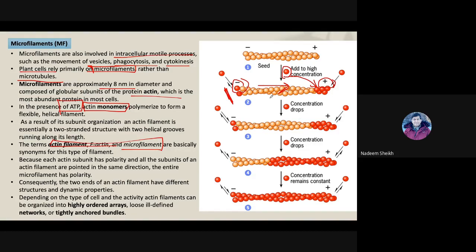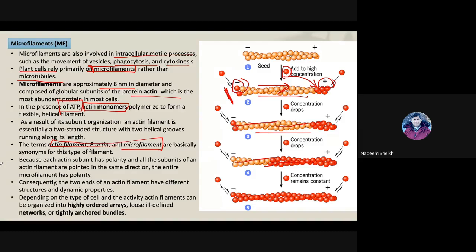So we can see here that two filaments are making up a helical structure. And in this helical structure, in the center there is a furrow or cavity, which runs along the longitudinal axis of this actin filament.